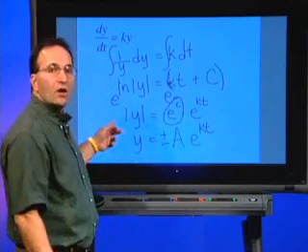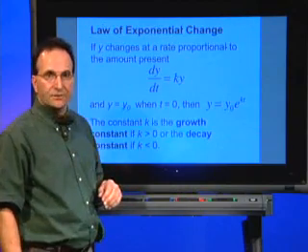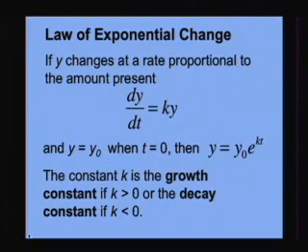Let's look now at what's called the law of exponential change. If y changes at a rate proportional to the amount present, dy/dt is equal to ky, and y equals y sub 0 when t equals 0, then y is equal to y sub 0 times e to the kt. The constant k is the growth constant if k is positive, or the decay constant if k is negative.